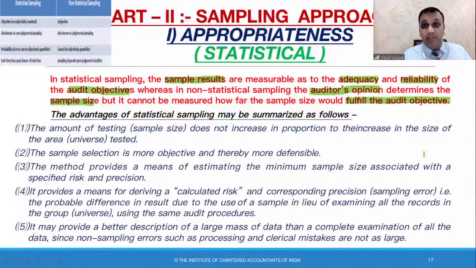So in that case, where is statistical sampling appropriate? In statistical sampling, the sample size does not increase in proportion to the increase in the size of the universe being tested. The sample selection is more objective and thereby more defensible. Why is it defensible? Defensible means that it can be proved, because it is objective.